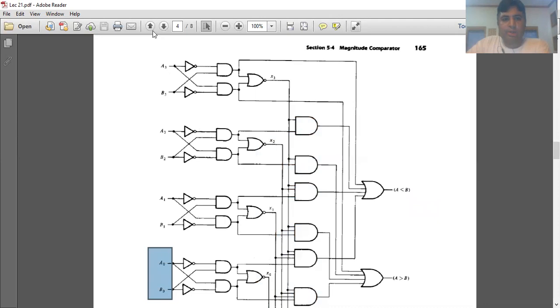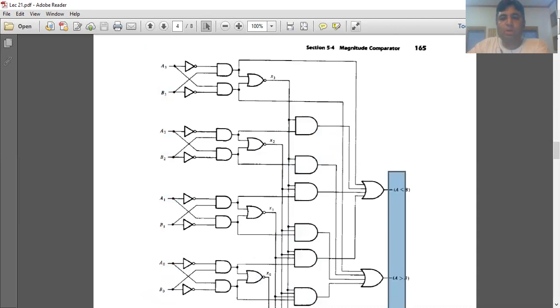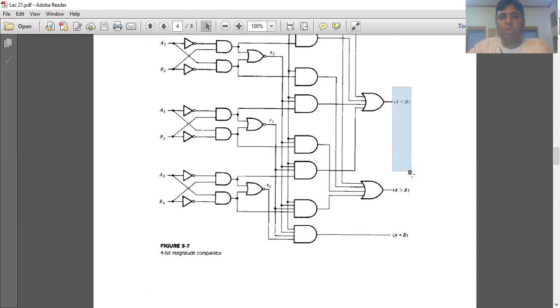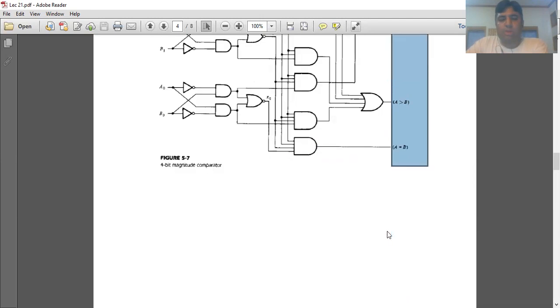So this circuit has 8 inputs. There are two 4-bit numbers, or 8 inputs, and 3 outputs. These 3 outputs are the three cases: whether A is equal to B, or A is greater than B, or A is less than B. So this was the magnitude comparator.